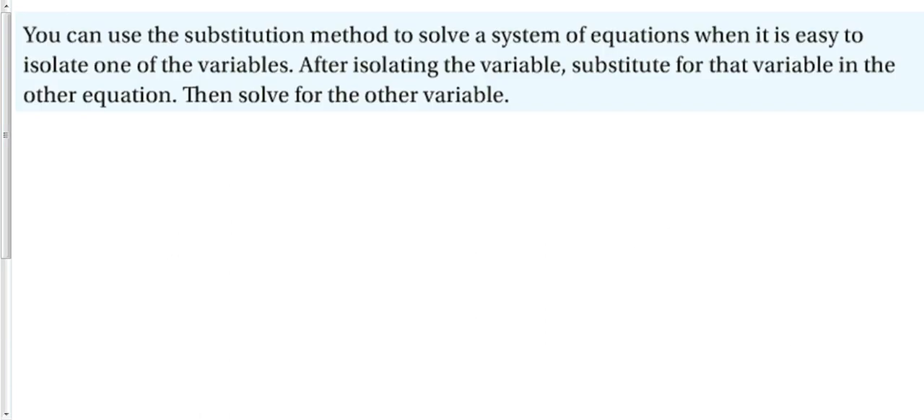The first method we could use, which we actually just did, is the substitution method. We can use the substitution method to solve a system of equations when it's easy to isolate one of the variables. This is key: when it is easy to isolate one of the variables. If it's not easy, there's other methods we can do. After isolating the variable, substitute for that variable in the other equation. That's important too. We don't want to substitute something back into the same equation. We always want to substitute back into another equation. Then we solve for the other variable.